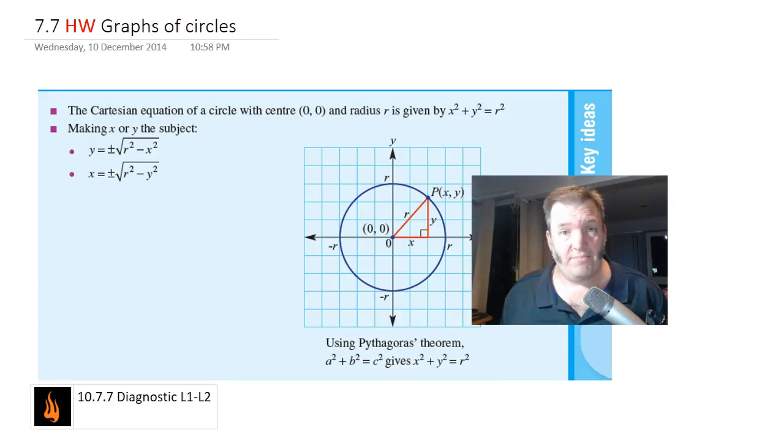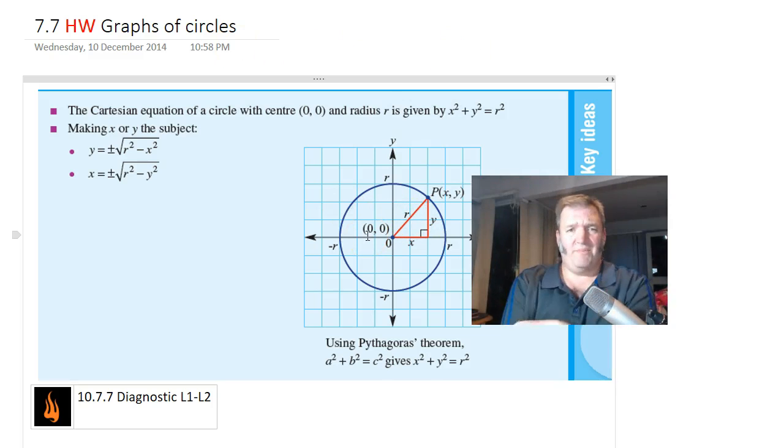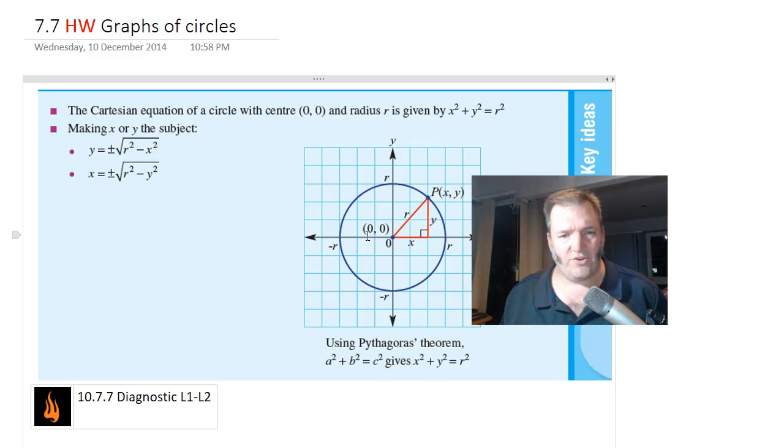Alright, part 3 of the Chapter 7 review. We are looking at graphs of circles. Now, I've already got the notes in here from when we did them in class, but we didn't have a video at the time, and it won't hurt to just read through them and make sure we understand what's going on.